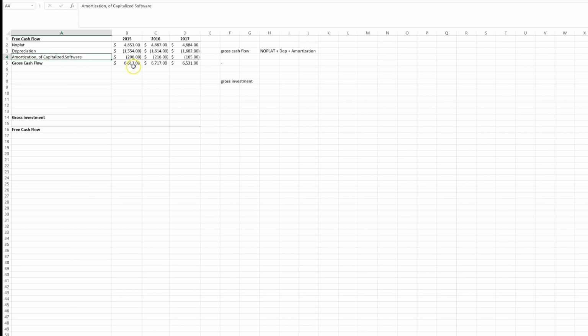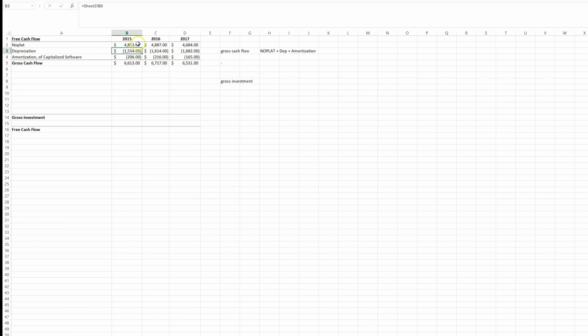Now, gross investment is the change in any of the items that we use to calculate invested capital. So all of these items. It is the change in all those items. So what we're trying to understand, investment here, is an action. It says, did I use any of my gross cash flow to invest in any of the assets that are my operating assets? NOPLAT is my operating profit.